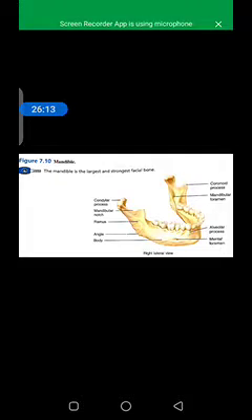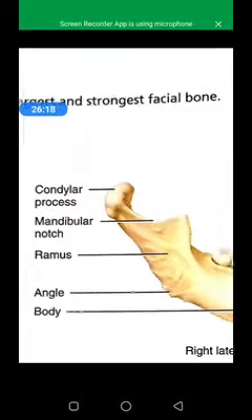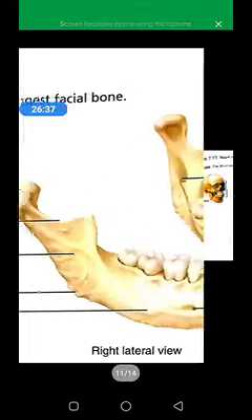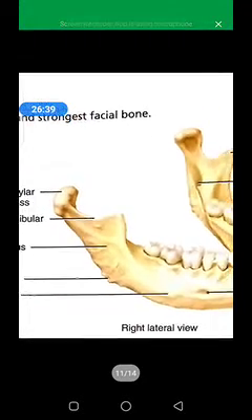There is the mandibular notch present here. The ramus of the mandible, the angle, and the body. These are the various parts of your mandible: the condylar process, the mandibular notch, and the ramus, angle, and body. And in front there is the mandibular foramen.